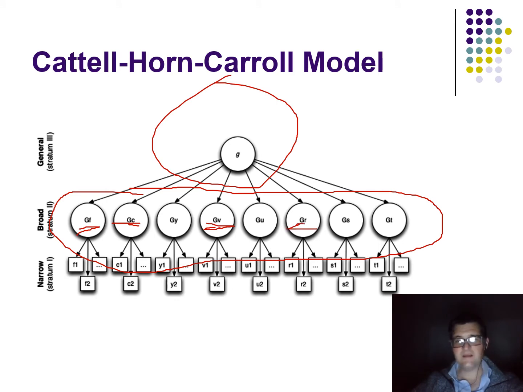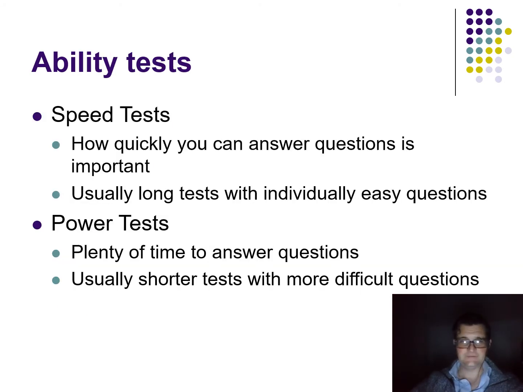This is the reasoning one, space, things like that. And then below each one of those are those extremely specific abilities. There's also, in general, whenever we measure abilities, and this is relevant for how the final exam is going to be structured in this class, there are speed tests.